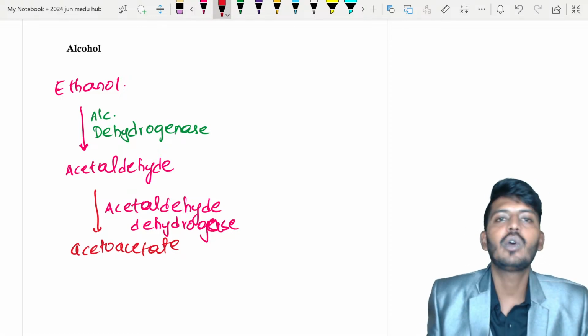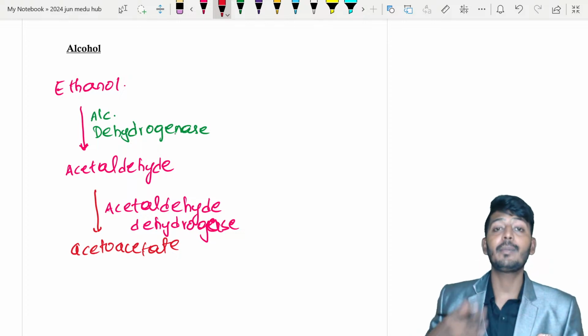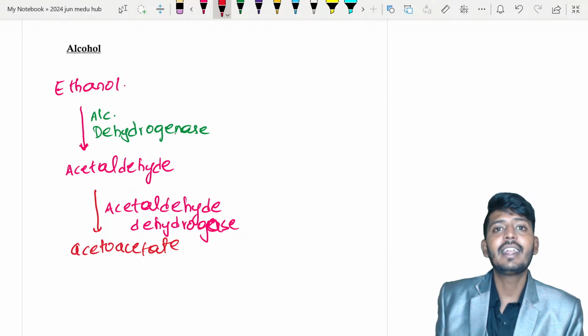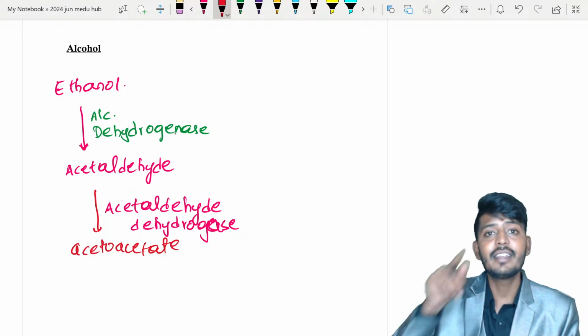During the lockdown, suppose people wanted to drink alcohol, they still did not drink sanitizer. Why? Because it is dangerous. Why is it dangerous? Now we will learn.